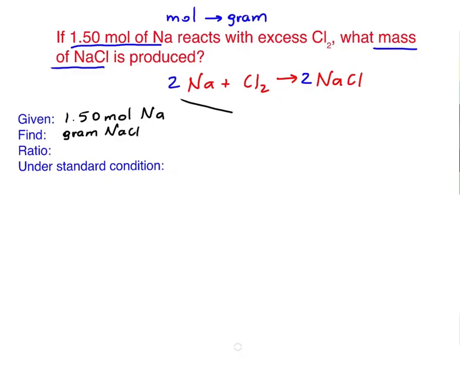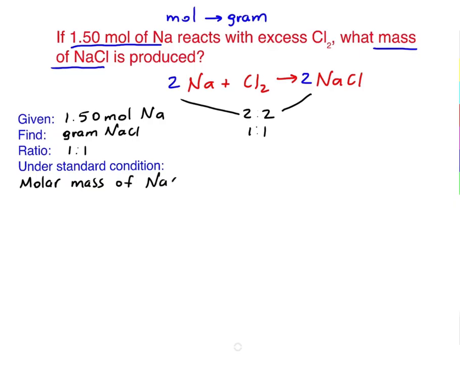And you write for that, gram of sodium chloride, and then you need to make sure you know the ratio. It's 2 to 2, which, when we divide both sides by 2, is going to be 1 to 1. And then finally you need to write the standard condition.